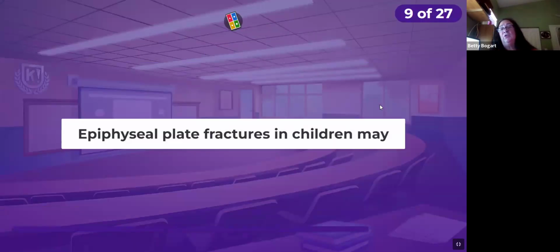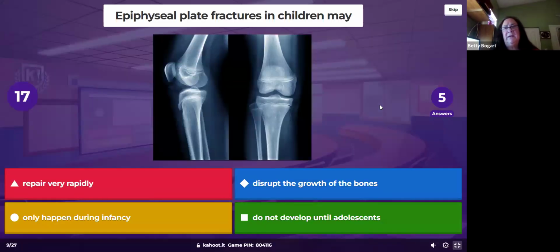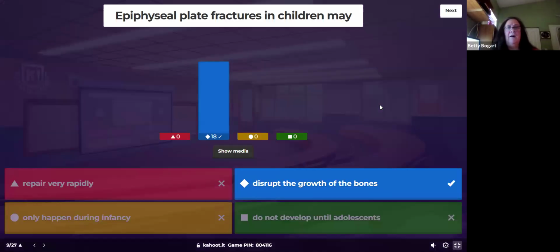Epiphyseal plate fractures in children may what? Again, what's an epiphyseal plate fracture? It's all about bone growth. Very good. Thank you.